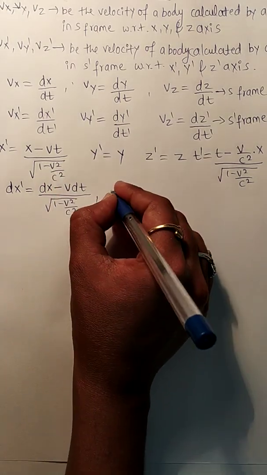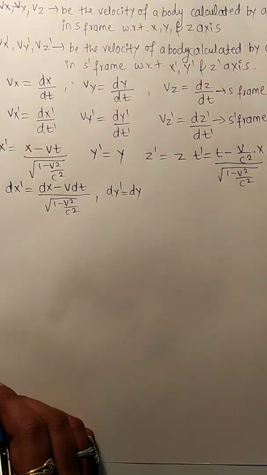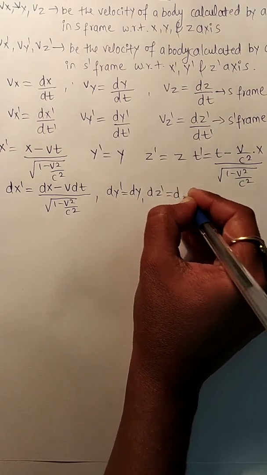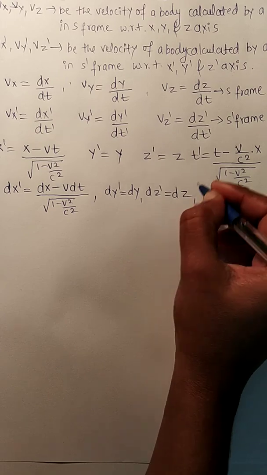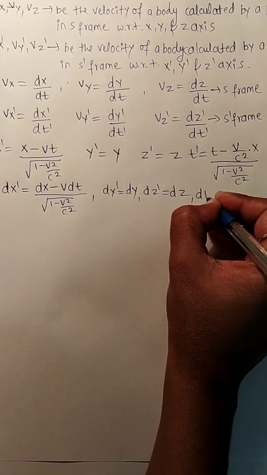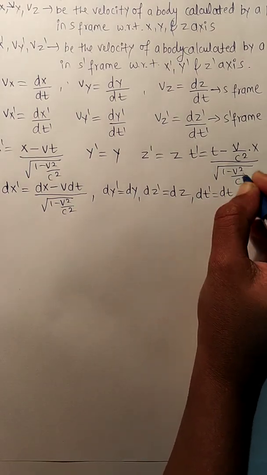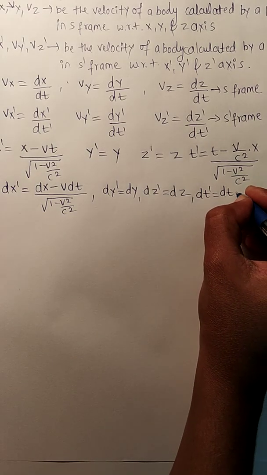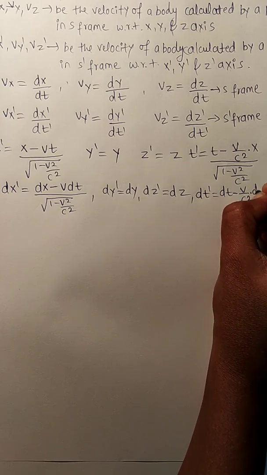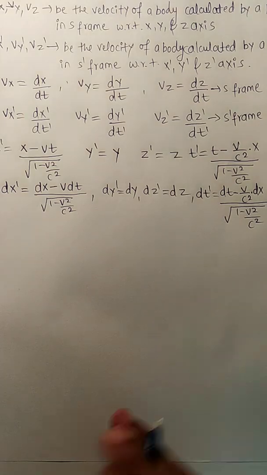Okay, and this is the dx dash value. And what will be the dy dash value? dy dash is equal to dy. What is the dz dash value? dz dash is equal to dz. And what is remaining? t dash. In terms of dt dash, dt dash is equal to dt minus v by c square into dx, and whole divided by square root of 1 minus v square by c square.